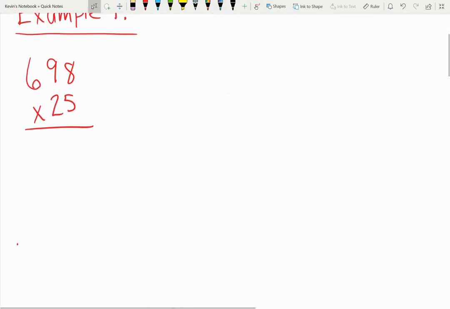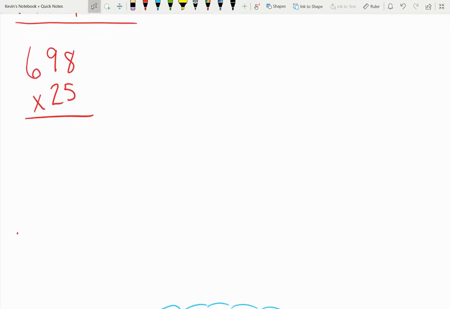So I'm going to start out first with our regrouping method. I have a factor of 698 times 25, second factor. So let's regroup. If it helps to do the Hawaiian turtle head, it's fine. If not, that's okay too. But we're going to start with our bottom factor, our ones place, and we're going to go ahead and multiply. We know 8 times 5 is 40. We're going to carry our 4 over into the tens place above the 9.